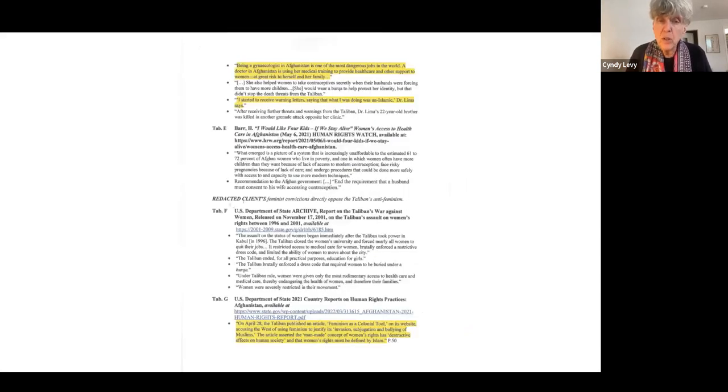This is page 2. I think this was a 9-page document. Here you'll see a new heading right in the middle: this person's feminist convictions directly oppose the Taliban's anti-feminism. We use Department of State reports.